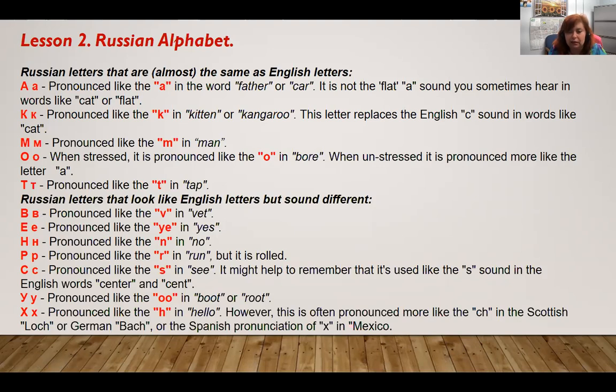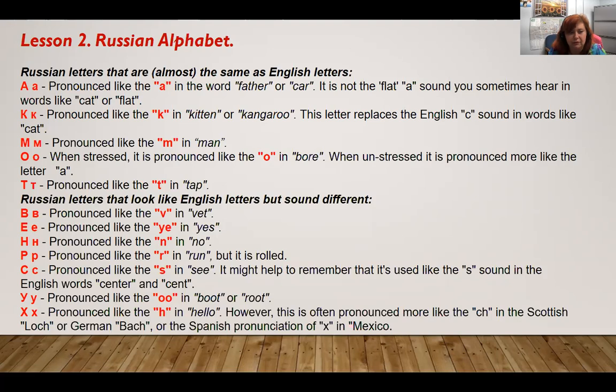So it's not English B, it's Russian V. There is a letter for the B sound, but it will be further on another page. Letter Y, pronounced like yeah in the word yes, yeah. Then there is the letter N, pronounced like the sound N in no. It's not H, it's Russian N.